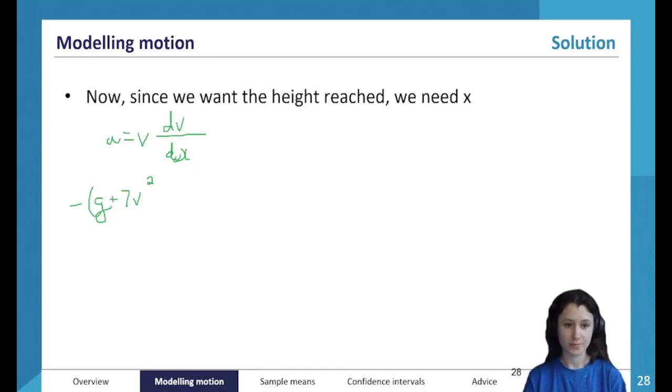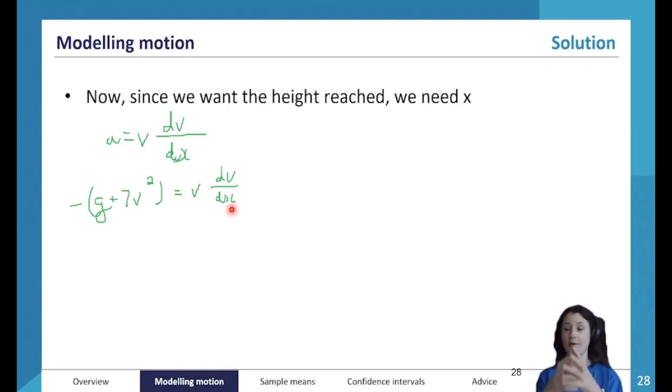Alright, plus, sorry. And this is going to be equal to v dv dx. Alrighty. Now, we want this x right here. We want x equals, because that will give us the height. That's exactly what we want. So we want to somehow extract that x out of things. How can we extract that x out of things? Well, we have a differential equation there. So the first thing we're going to need to do is solve that differential equation.